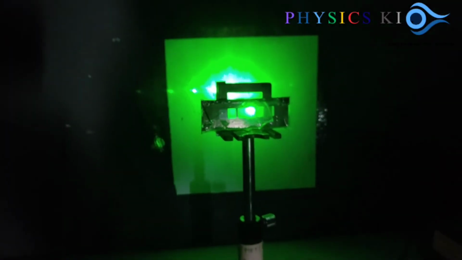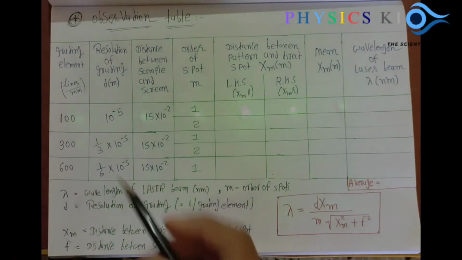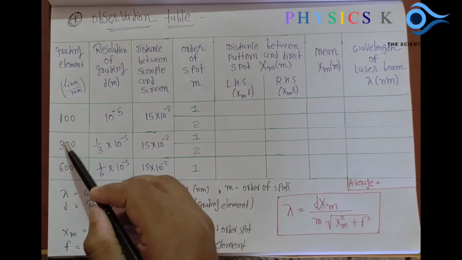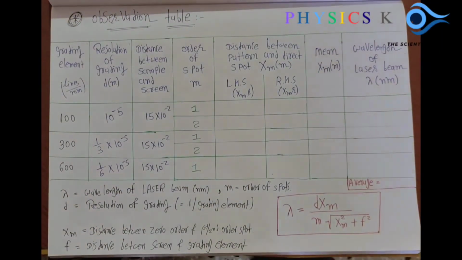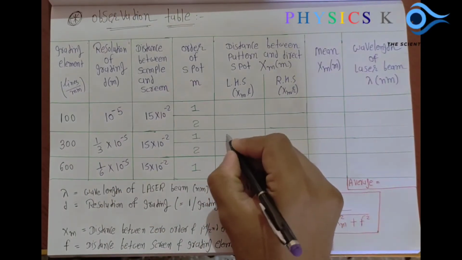So measure from the center to first, second and so on, marking each one and then measuring. Do this kind of arrangement in your practical exam, so you get this kind of diffraction pattern. I already measured, and I am writing my first order distance on the left hand side.